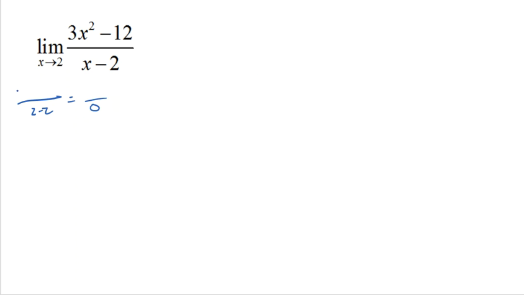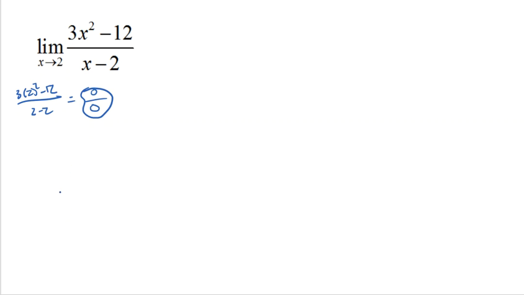So let's see here. We have 3 times 2 squared minus 12. 2 squared is 4. 3 times 4 is 12. 12 minus 12 is 0. So we do get that dreaded case. Now, what do? Well, I don't see any fractions, double fractions. I don't see any square roots. So this is the divide and cancel technique.